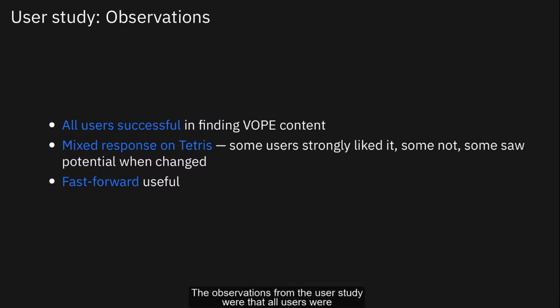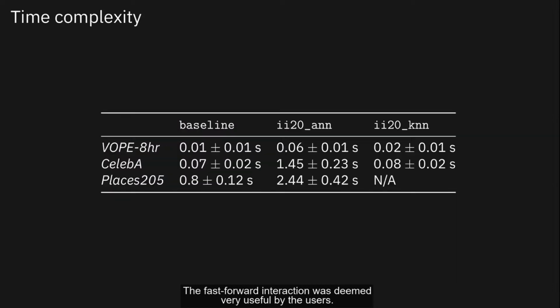The observations from the user study were that all users were actually successful in finding VOP content, so they were able to complete the task. To be fair, the response on Tetris was mixed or polarized. Some users strongly liked it, some disliked it, and some saw potential if Tetris would be adapted or if some features would be added. So there might be some future work coming up. The fast-forward interaction was deemed very useful by the users.